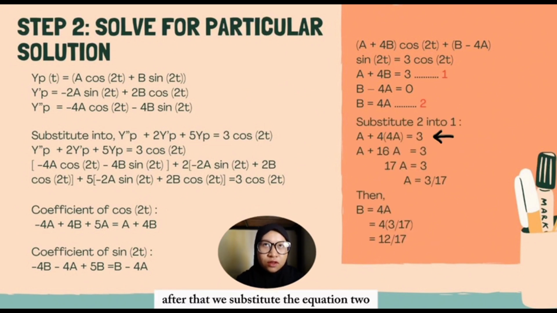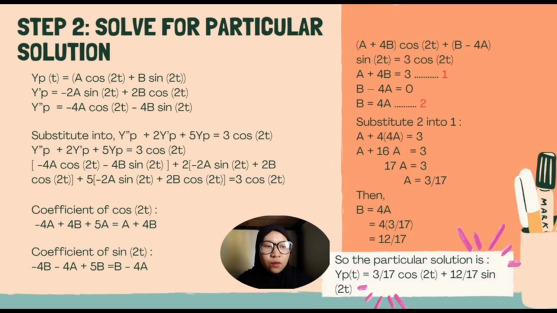After that, we substitute equation 2 into equation 1, and we get a equal to 3 over 17. Then we substitute a into equation 2, and we get b equal to 12 over 17. So the particular solution is yp equal to 3 over 17 cos 2t plus 12 over 17 sin 2t.